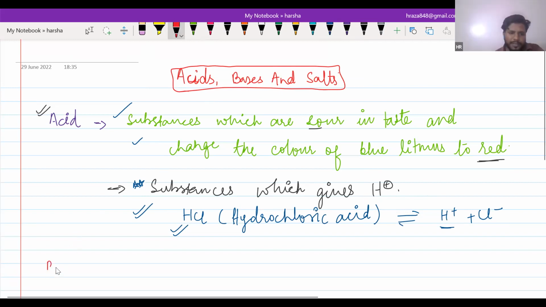Now I am going to define base. Please write it, then I'm going to define base. Let me know when you are finished, Abdullah. Sir, finished.